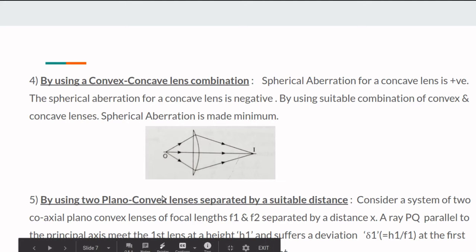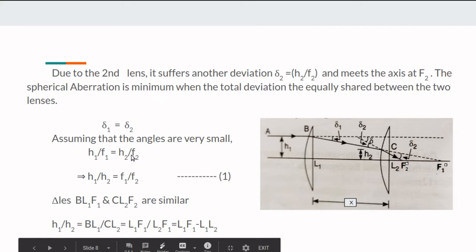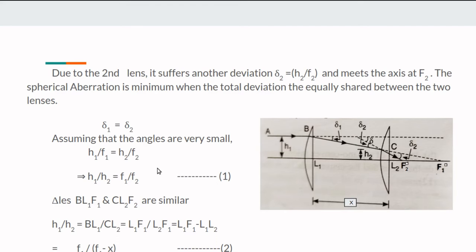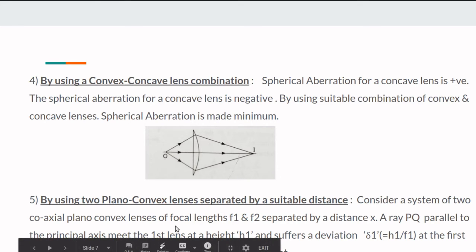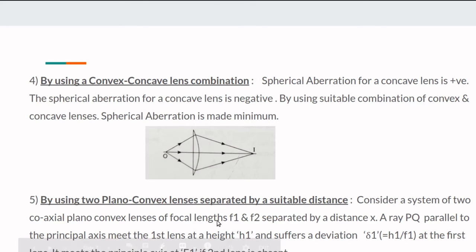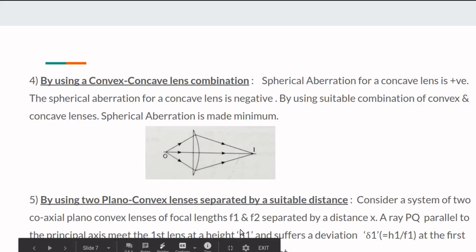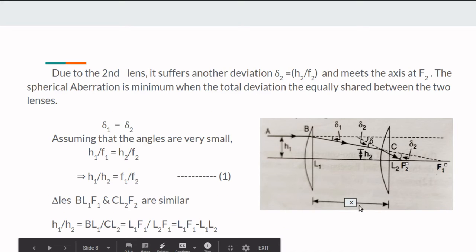Next, the next method is by using two plano-convex lenses separated by a distance. In order to eliminate spherical aberration in telescopes, eyepieces, etc., two plano-convex lenses separated by some distance are used. For example, consider two lenses of focal lengths f1 and f2, separated by a distance x. These are two lenses, L1 is the first lens and L2 is the second lens, and x is the distance between them.